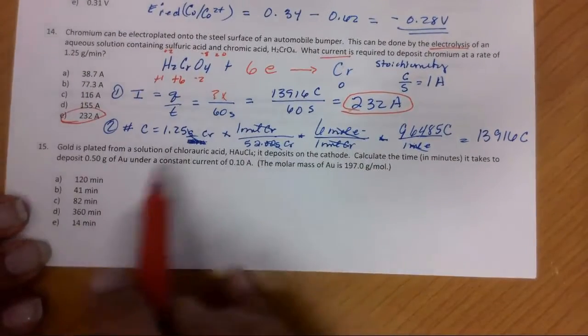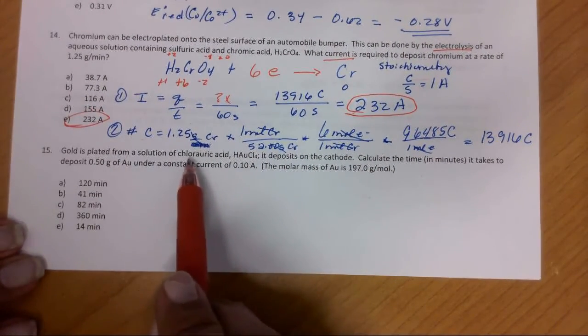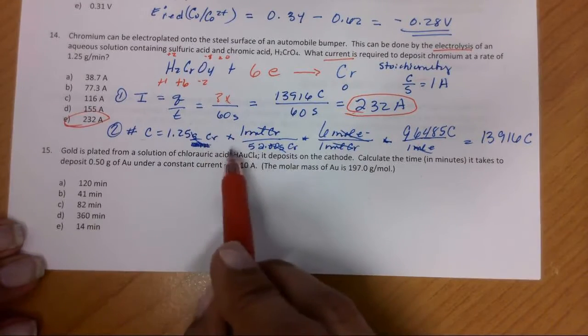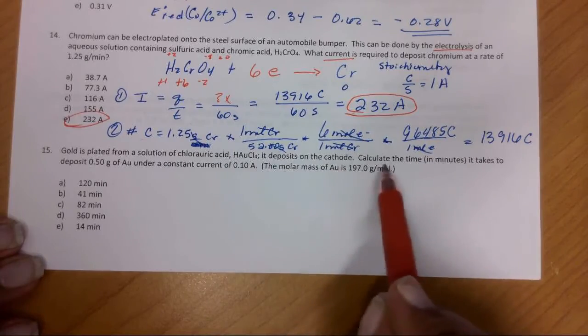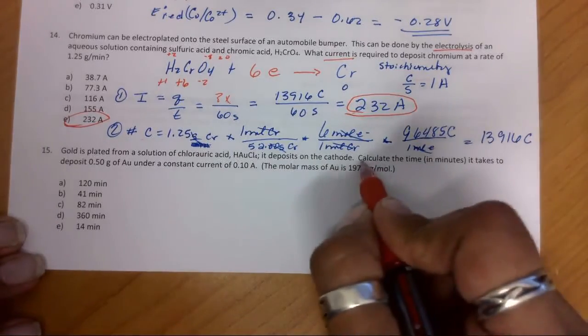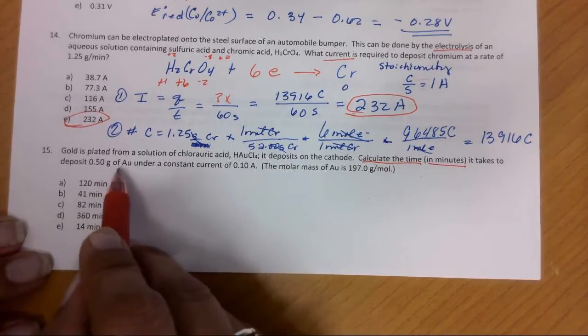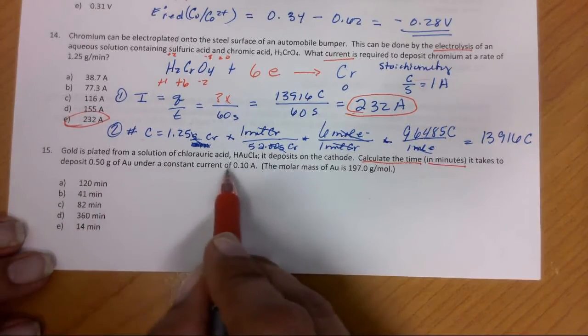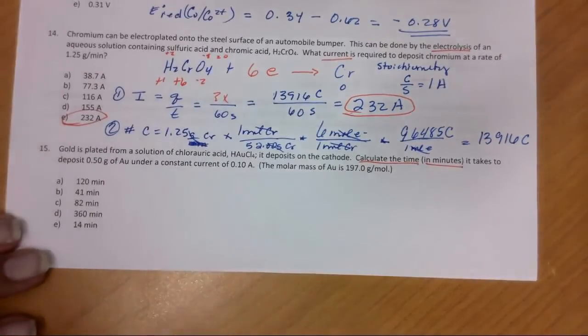So now let's look at the last one. All right, so gold plated from a solution of, I'm sorry, not chromic acid, this is called chloroauric acid. It's a mouthful. It deposits on the cathode. Calculate the time, okay, so now we want to know time, in minutes, it takes to deposit 0.5 grams of gold under a constant current of 0.10 amperes. The molar mass of gold is 197.